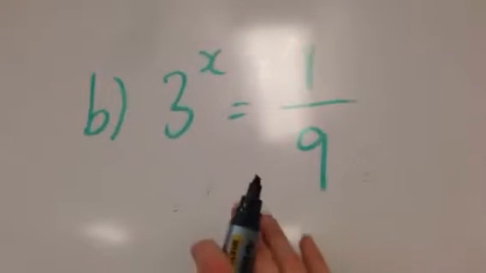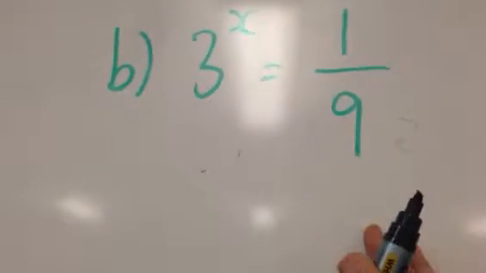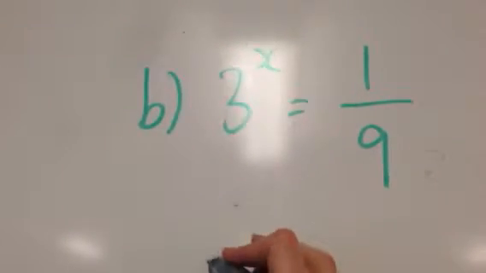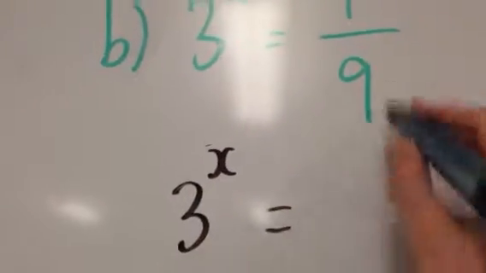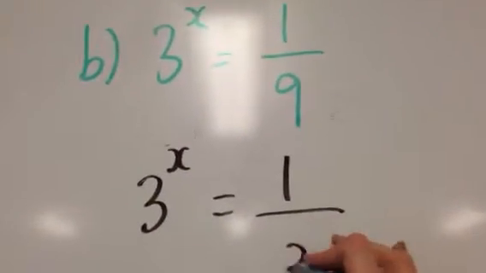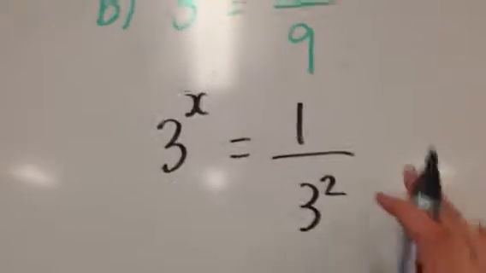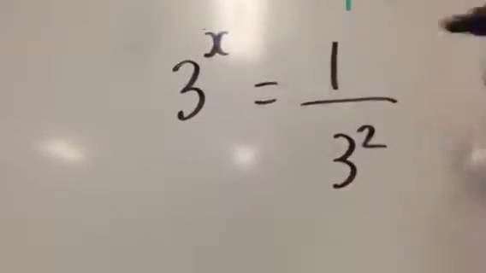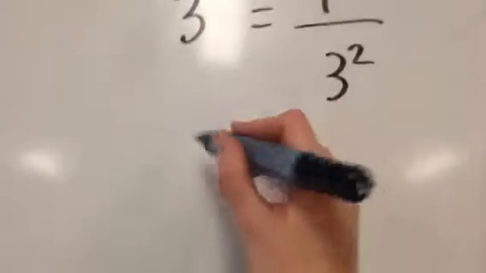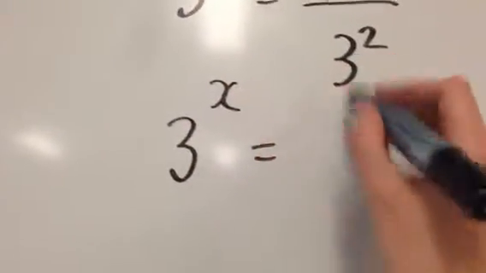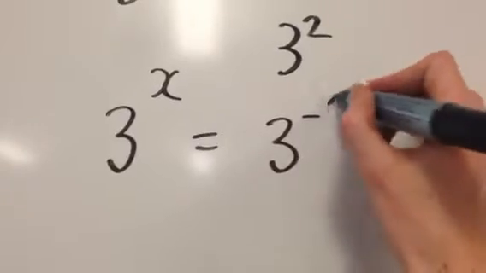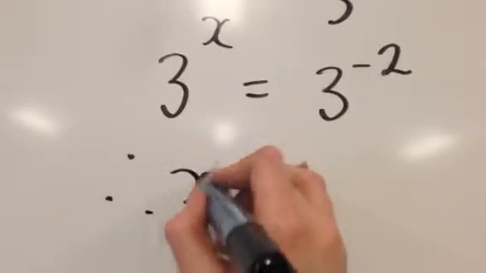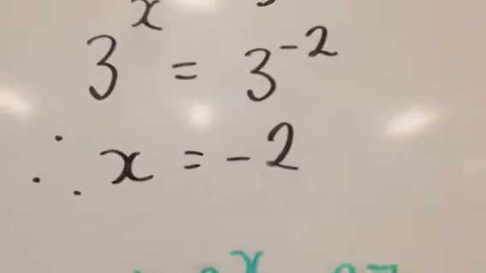Same thing here for our second example. 3 to the power of x equals 1 over 9. First thing we need to do is get our bases the same. So we've got a base of 3 here, and we can write this side as, instead of 9, 3 squared. Now we need to get it so that we don't have a fraction here. We've actually got 3 to the power of something, and because it's on the denominator, we can make this into a negative index. And so now that the bases are the same, we know that therefore x is actually equal to negative 2.